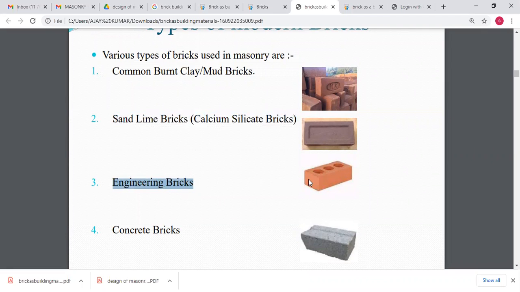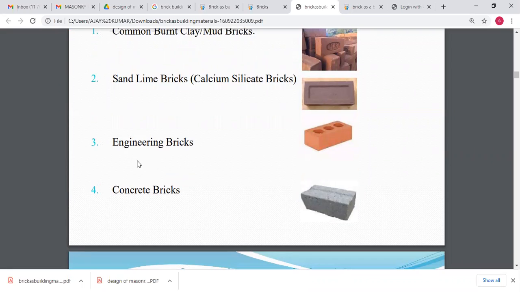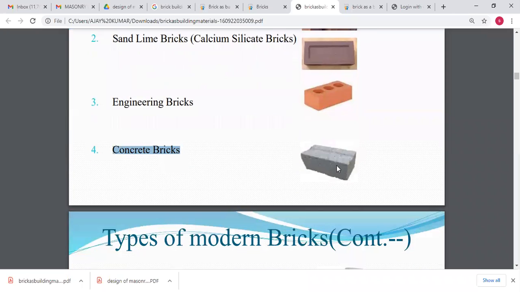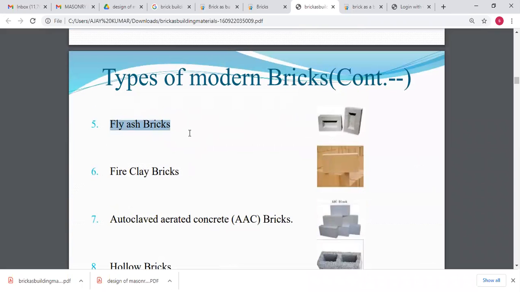And the third one, engineering bricks. In engineering bricks, you can see here the bricks have been made with holes. So this one is called engineering bricks. In detail, you will learn this one. Next one, concrete bricks. So you can see the picture of the concrete brick. This brick is made up of concrete with the help of cement, sand, aggregates, and fine aggregates. And the next one, fly ash bricks. As the name indicates, fly ash, while constructing the bricks, the main ingredient used is fly ash.